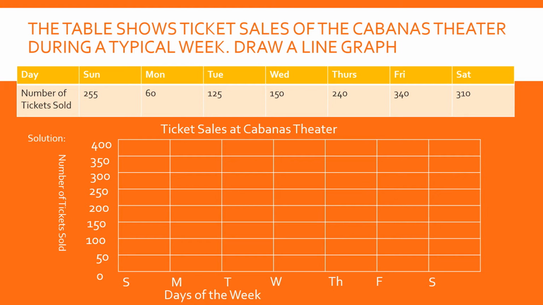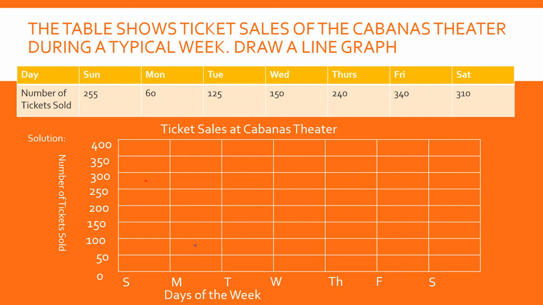So we can put a point here for 255. That means it's here at the center. We can use different colors, right? And then for Monday, there are only 60. So here you can put it.